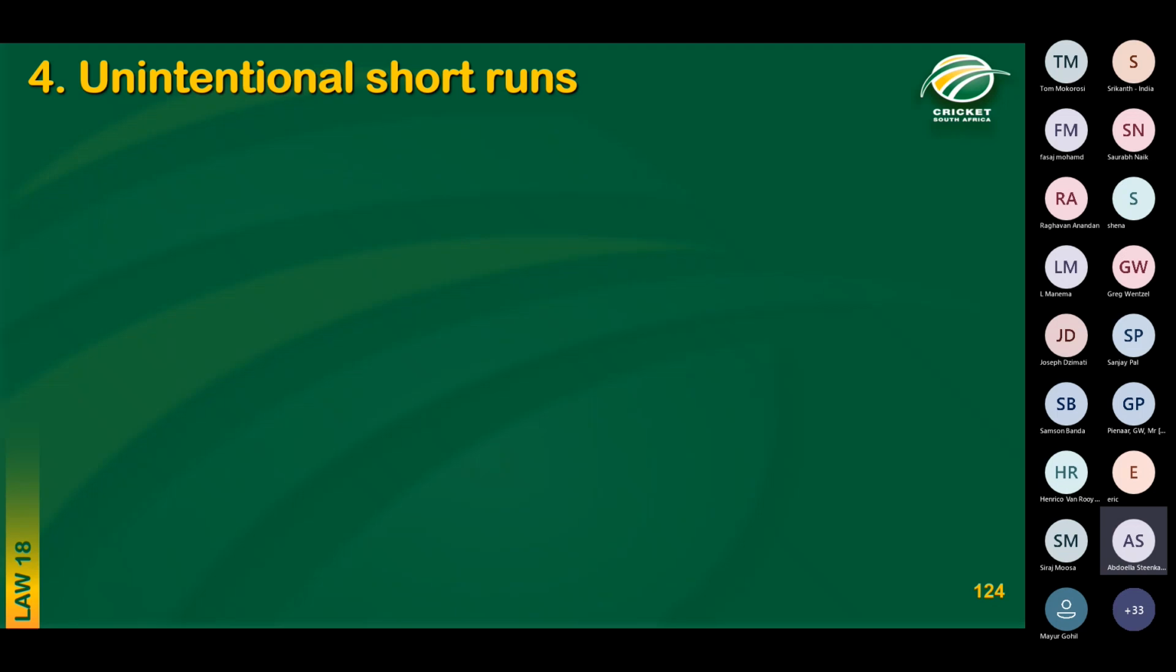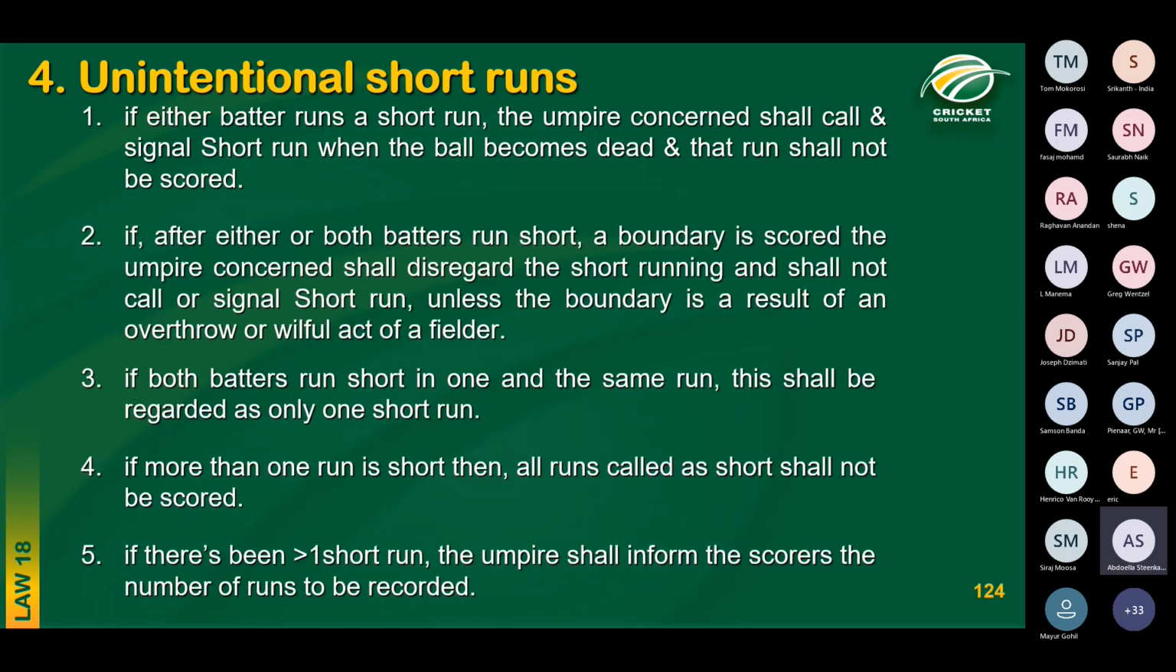So let's just summarize what the law says. We just covered short runs. There are 2 types of short runs, unintentional short runs and deliberate short runs. Just to summarize what the video informed us, when it comes to unintentional short runs, if either of the batters runs a short run, the umpire concerned shall call and signal short run when the ball becomes dead.